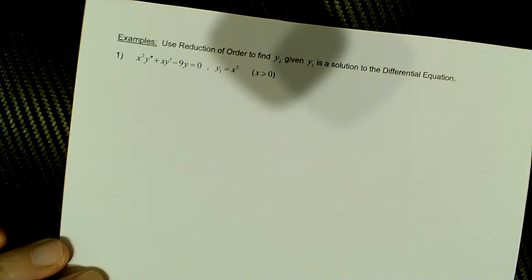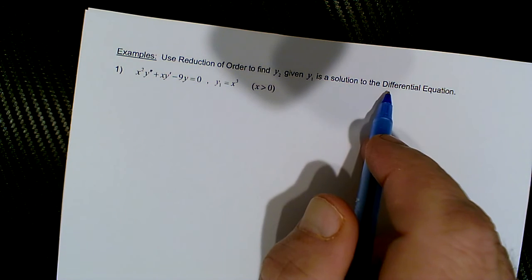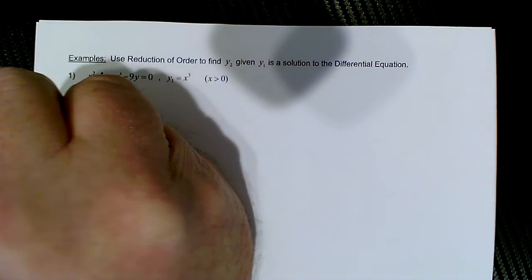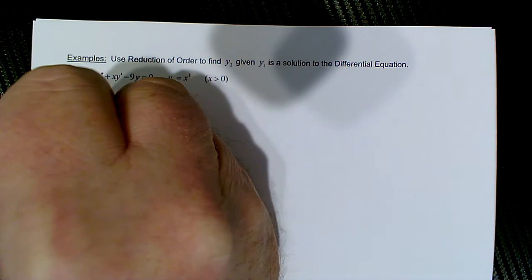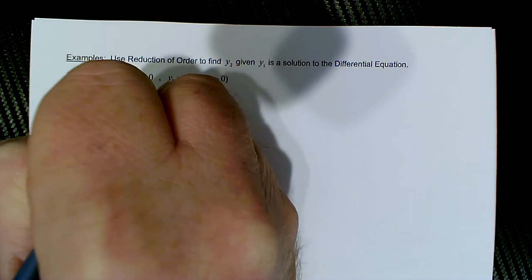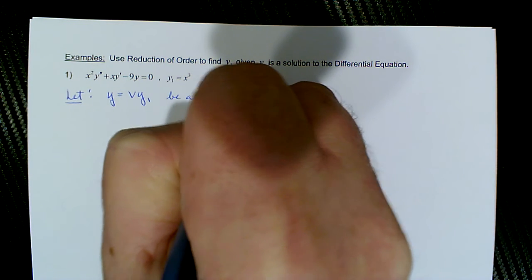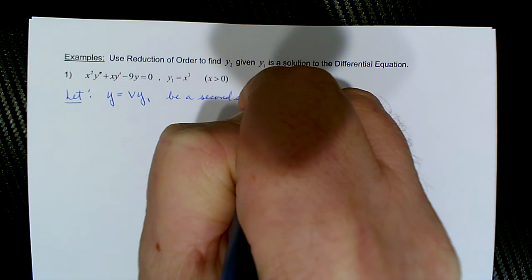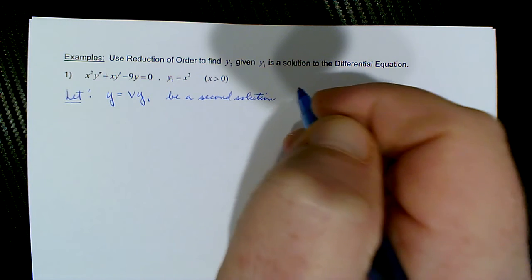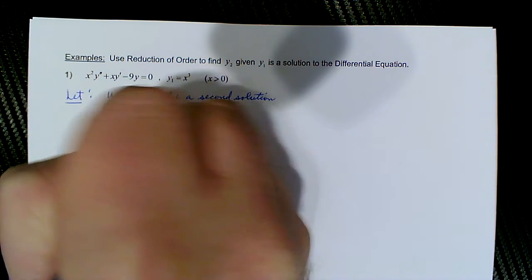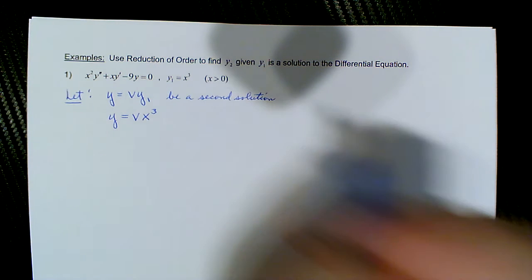So here's an example. We've got two of them to go over. It says use reduction of order to find y2 given y1 is a solution. Okay, so we always start by letting y equal v y1 be a second solution. Substituting, we would have y equaling v x cubed, because y1 was given to be x cubed.